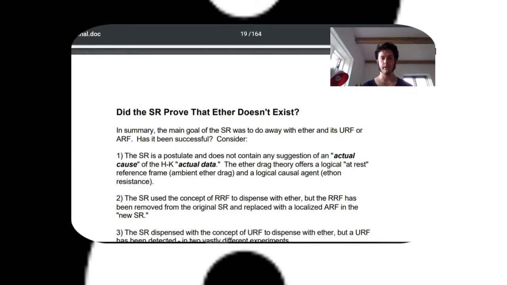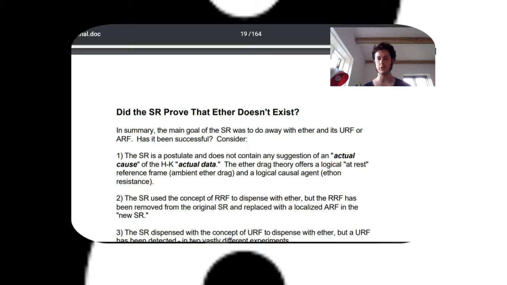Did the special relativity prove that ether doesn't exist? In summary, the main goal of special relativity was to do away with ether and its universal reference frame, or absolute reference frame. Has it been successful? Well, consider 1. The special relativity is a postulate and does not contain any suggestion of an actual cause of the Kehr experiment actual data.